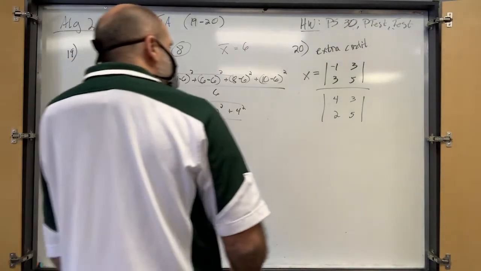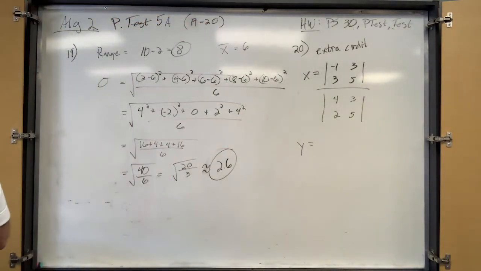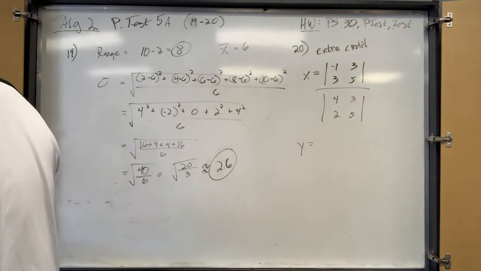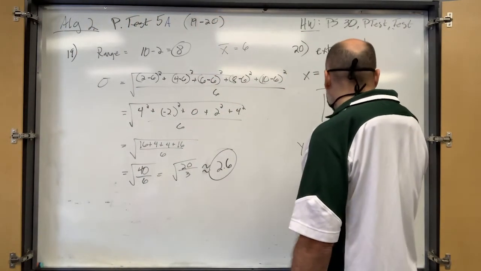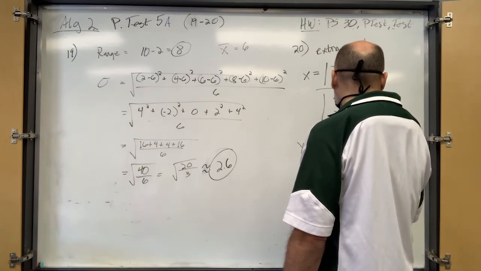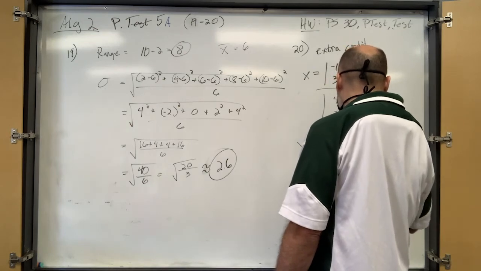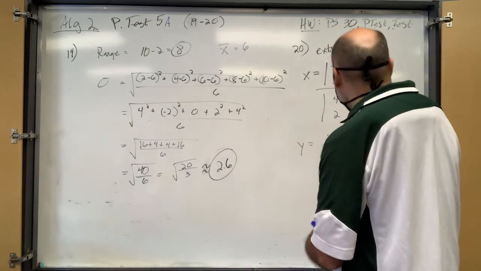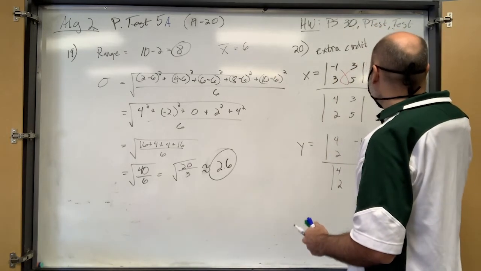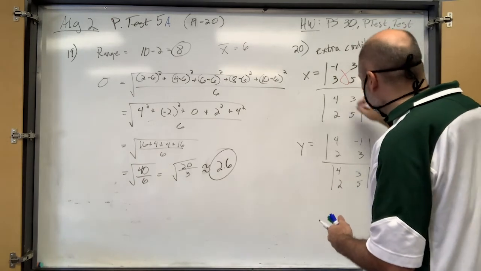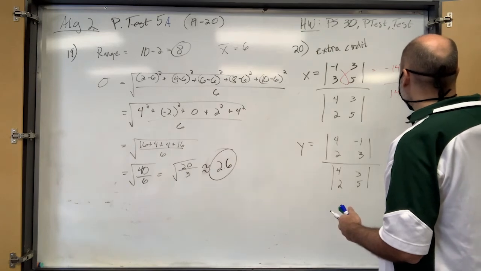And then your y value is your other matrix, which is 4, 2 over negative 1, 3, all over that coefficient matrix. Okay, find the determinant. Negative 5 minus 9 is negative 14, divided by 20 minus 6, which is 14. So x equals negative 1.